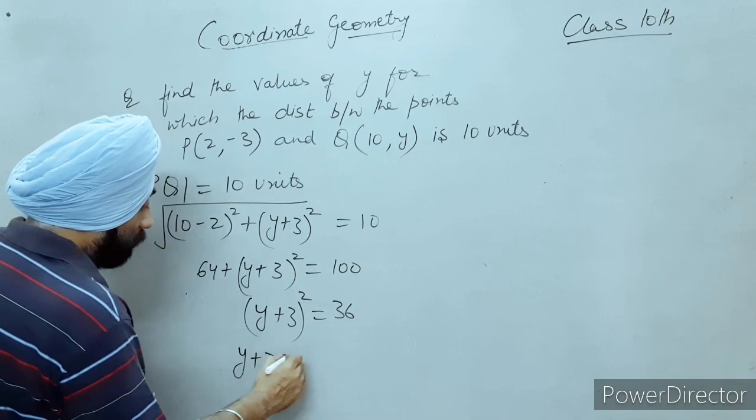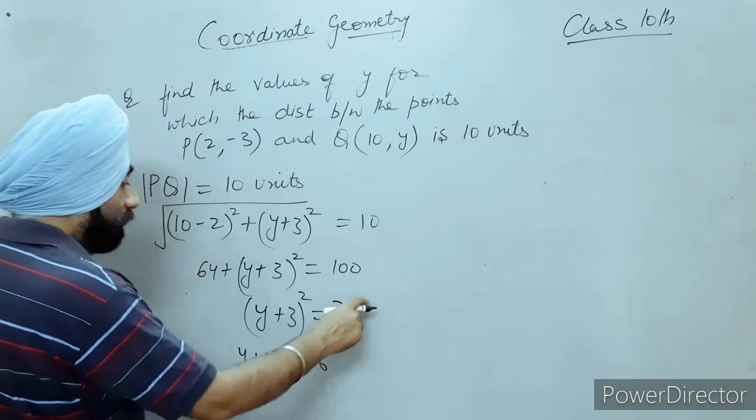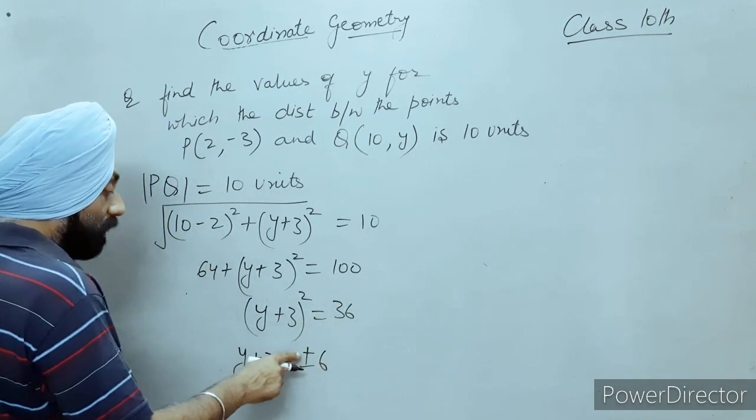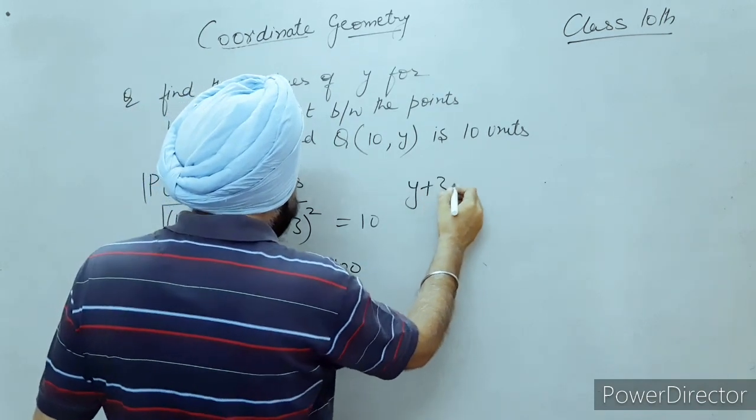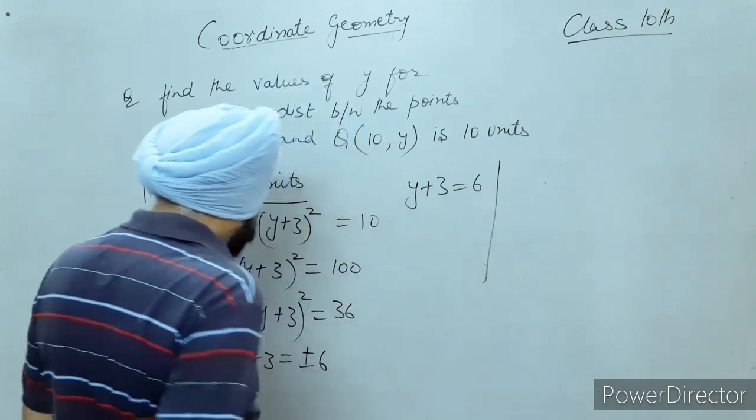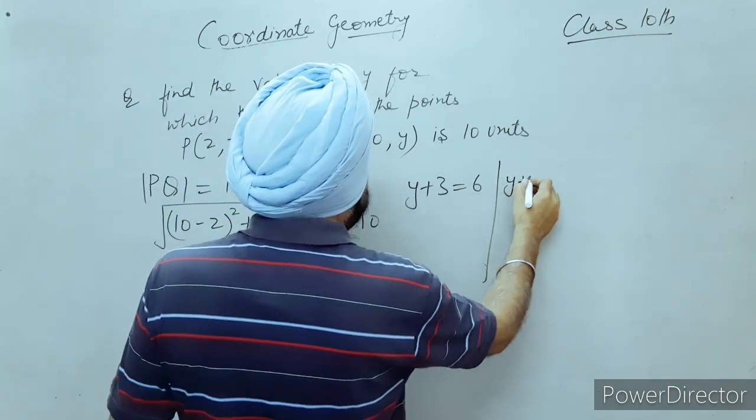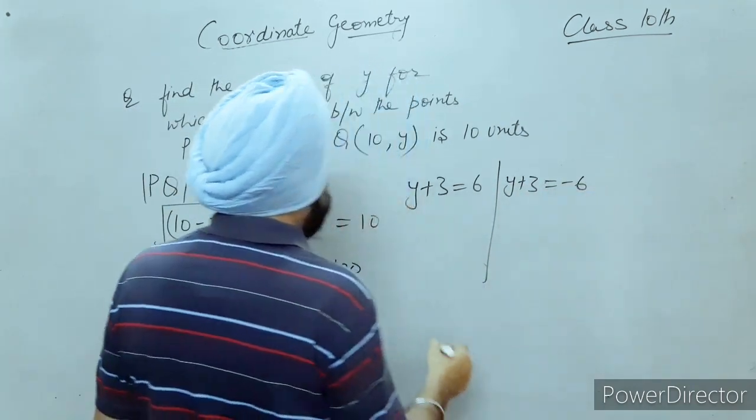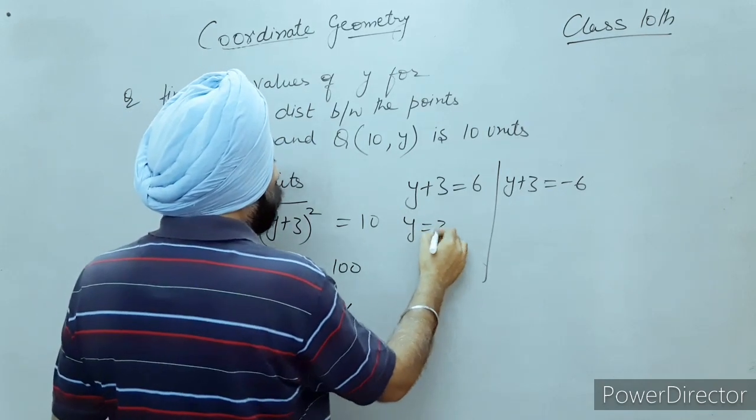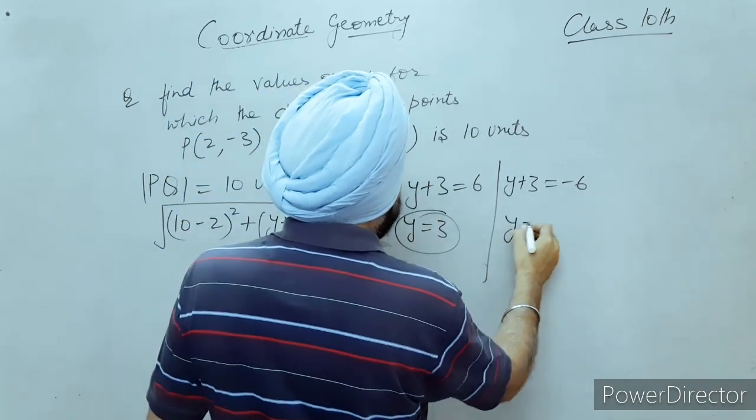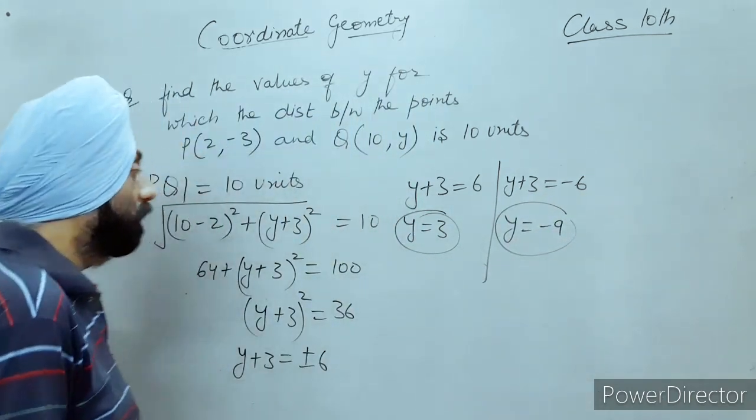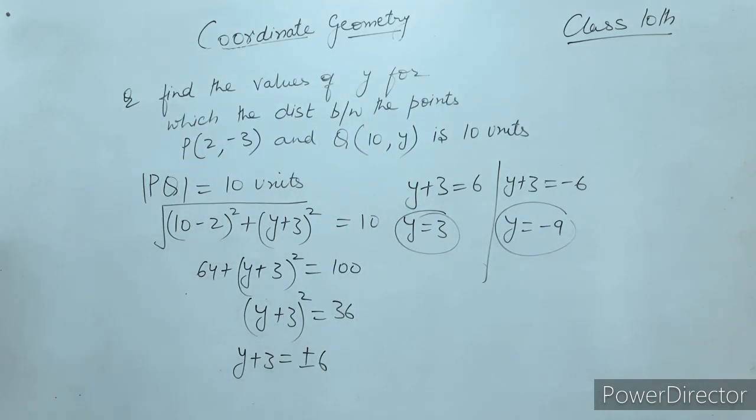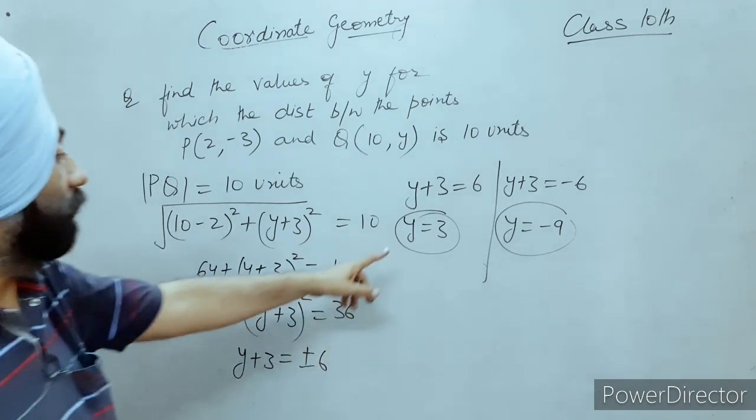So I get two values. y plus 3 is equal to plus or minus 6, as I take the square root on this side with plus and minus. So there are two values. Either y plus 3 is 6, or y plus 3 is minus 6. So y equals 3 or y equals minus 9. Minus 6 minus 3 is minus 9. These are the two values which I get for y.